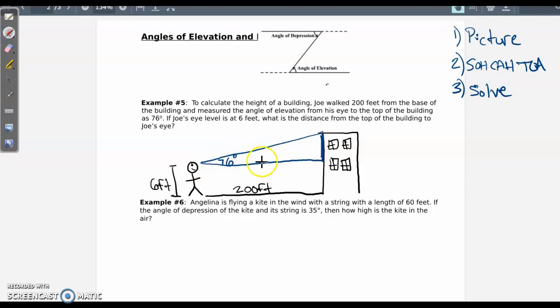I can write in this side we know is the 200 feet, and we want to find the distance from the top of the building to Joe's eye. Distance from the top to Joe's eye, so that is this right here, the hypotenuse of my right triangle, because it's across from the right angle. So from our angle we are looking for the hypotenuse, h, and we're also given the adjacent side here.